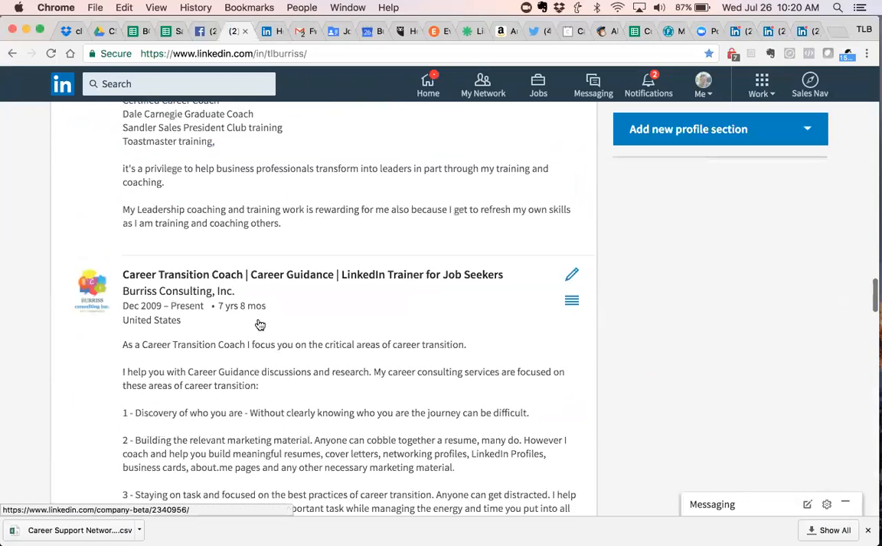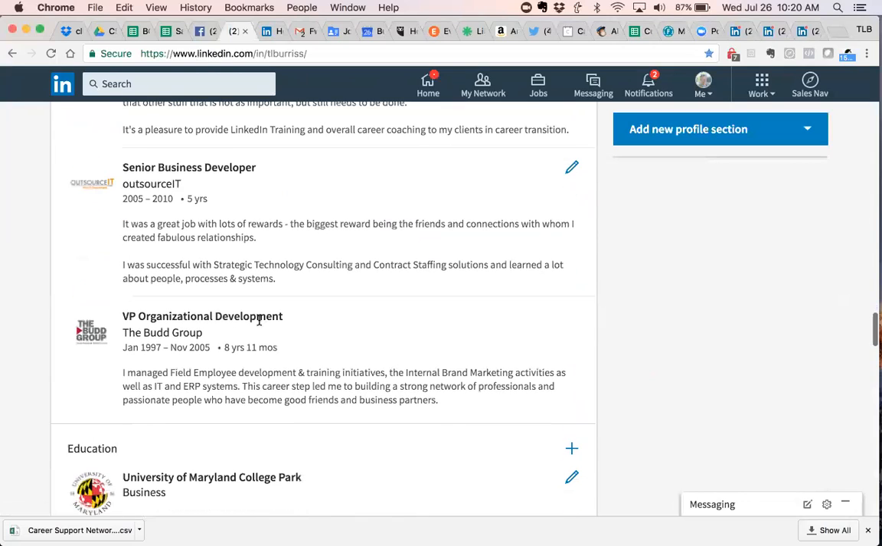But if you look down below where I used to work, I used to work for a company called Outsource IT. I spent 5 years there. I did a lot of stuff in technology. Look how many sentences I have. 2. And the reason why I minimized it is because what I did back then for that company is not relevant to what I do today.